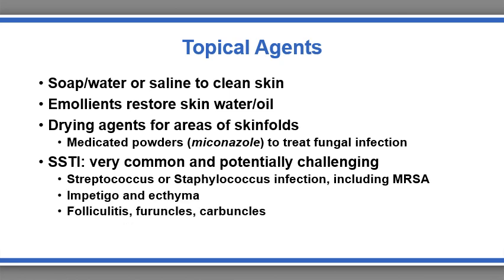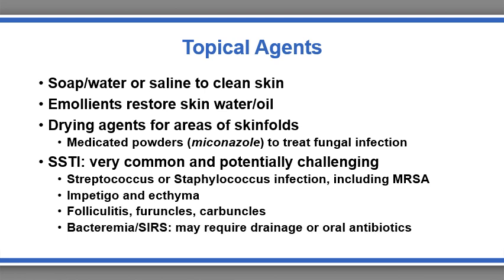So these are some of the bacterial infections that we're going to expand upon as well. Impetigo and ecthyma, which is a type of impetigo, and then we have your other bacterial infections: folliculitis, furuncles, and carbuncles. One thing to be aware of is bacteremia or systemic inflammatory response syndrome. If the patient does start to show signs and symptoms of systemic toxicity, that is going to be a red flag issue you want to look at.